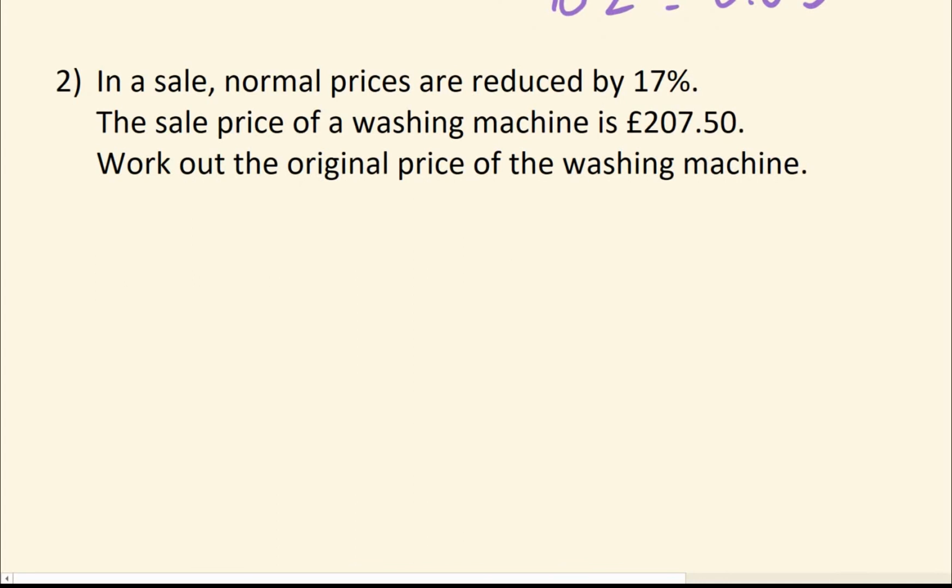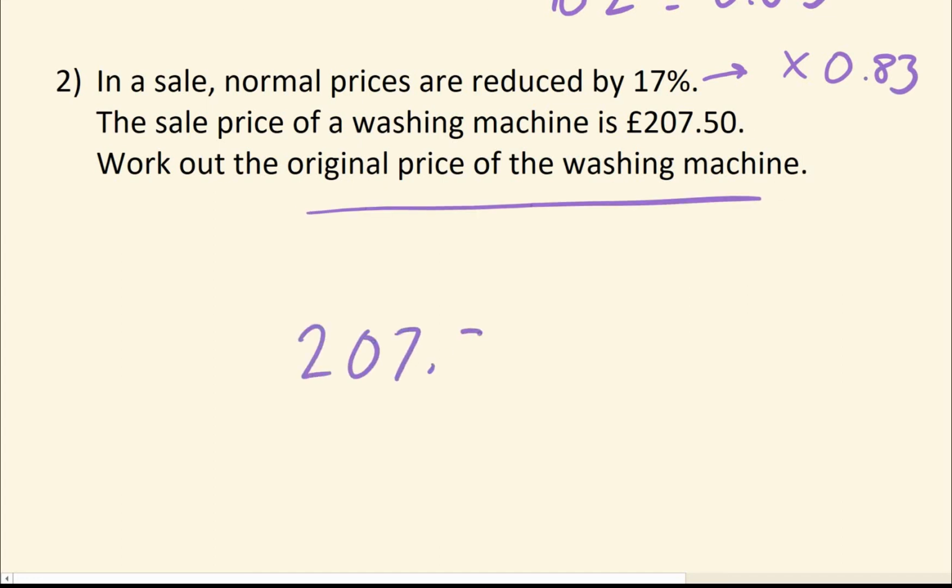Here we have the exact same setup. Price is reduced by 17%. That means we'd normally times by 0.83. However, we want the original price, so we do 207.50 divided by 0.83.